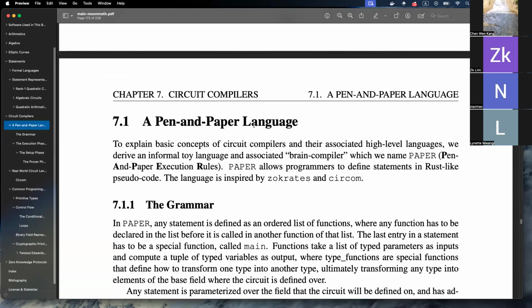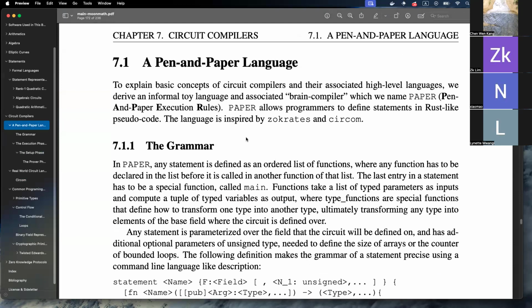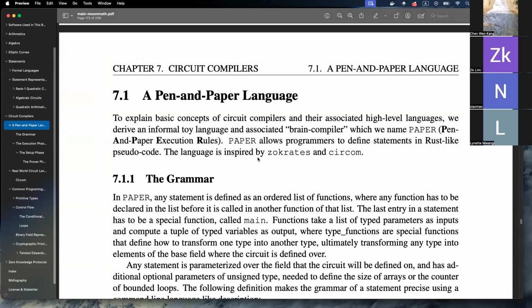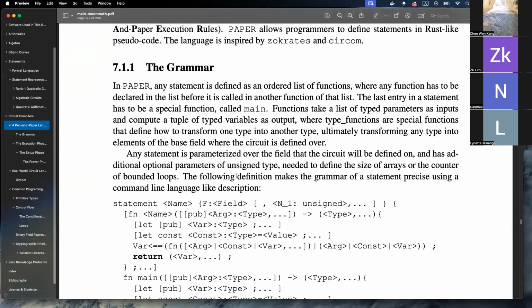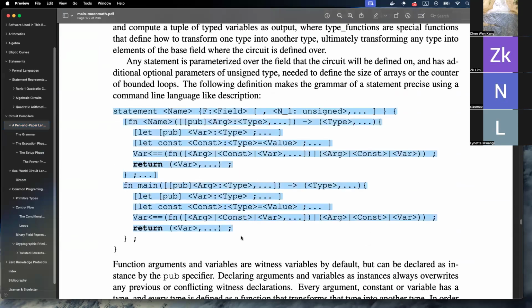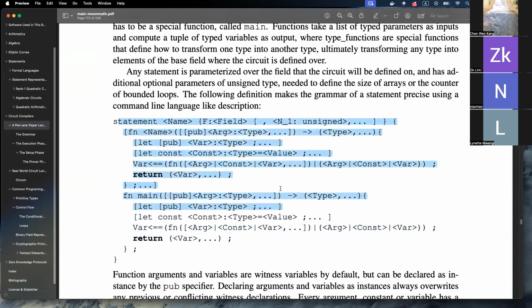So yeah, 7.1. Here we talk about pen and paper language. Looking at what's here, we can see that this is written, and this looks very complex, but actually it's very simple. Essentially it's a descriptor of grammar for a language. In this case, a circuit language, but in general, programming languages as well. It will look something like this.